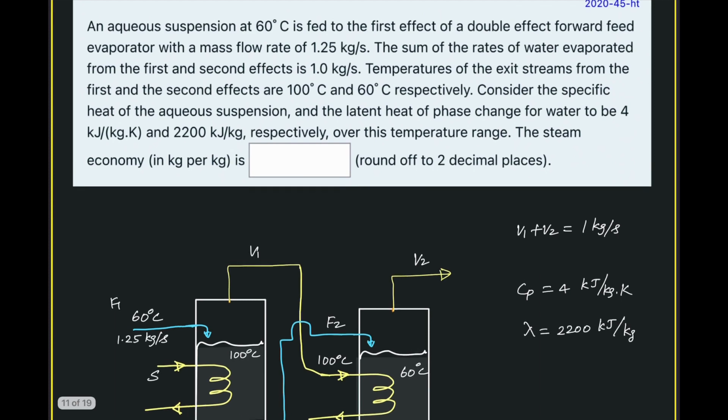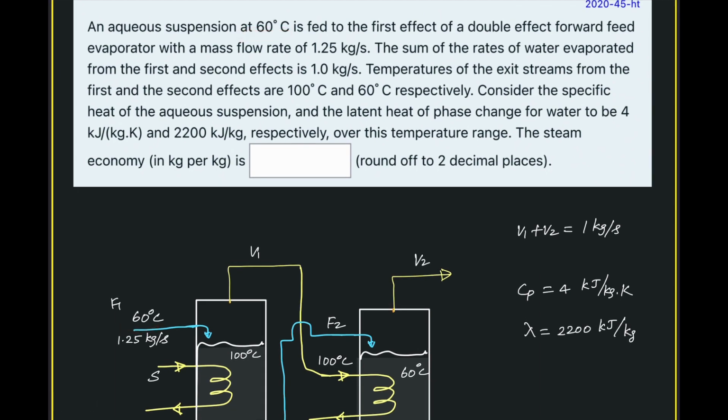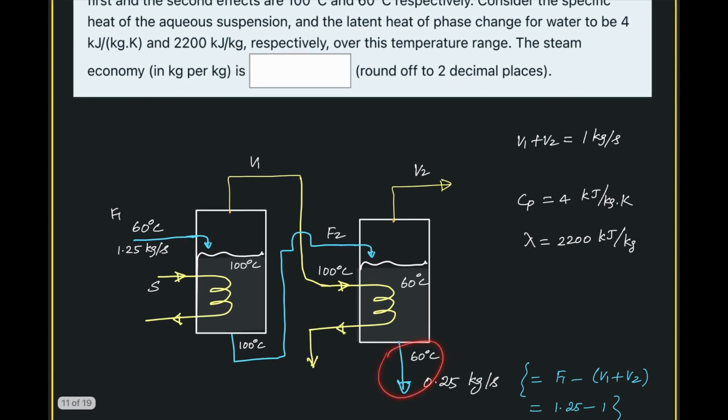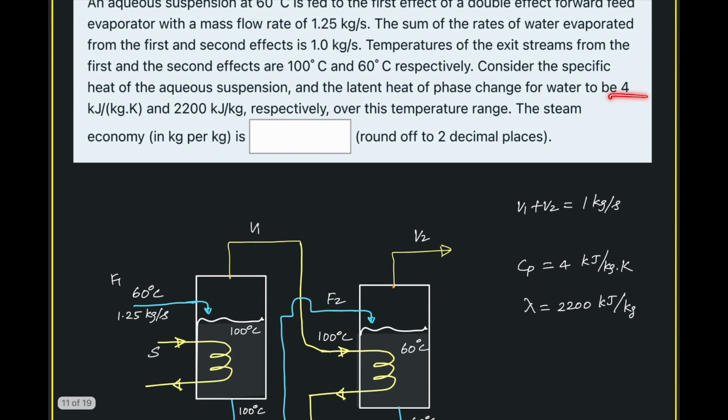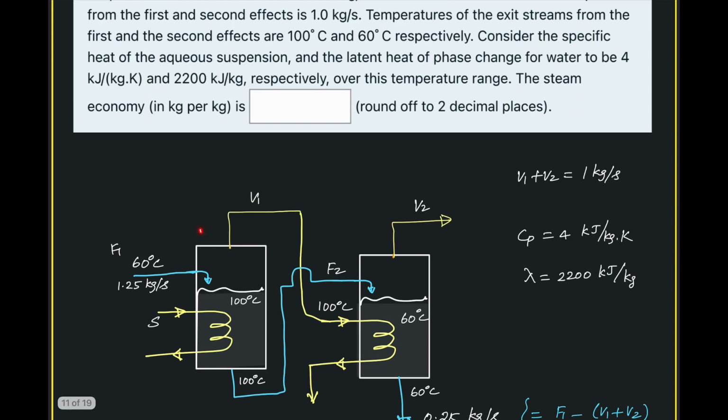Already we are given that the feed is at 60 degrees Celsius. The specific heat of the aqueous suspension, the feed solution and the leaving solutions, is 4 kilojoule per kg Kelvin. The latent heat for phase change is 2200 kilojoules per kg. What is the meaning of that? The energy for evaporation per kg, or the energy released on condensation, is 2200 kilojoules per kg. So for this vapor or steam, all have the same latent heat of 2200 kilojoule per kg.